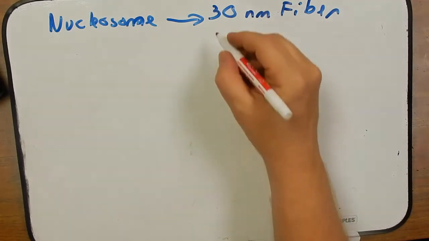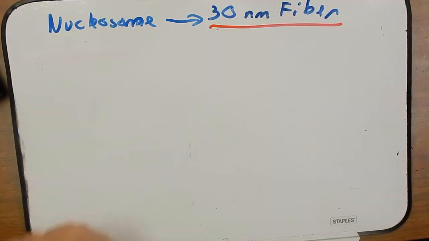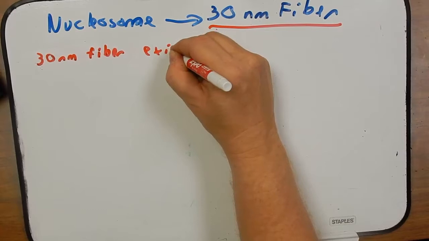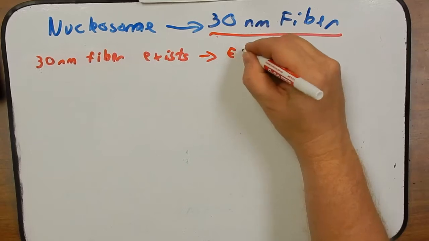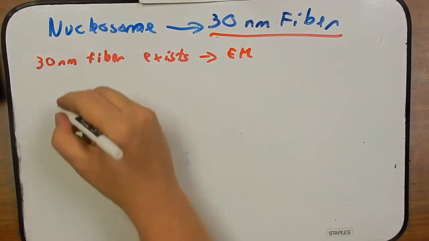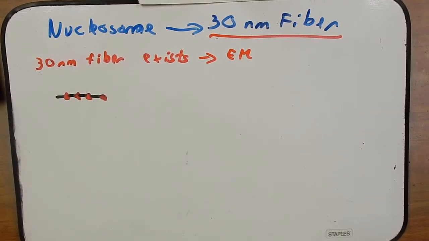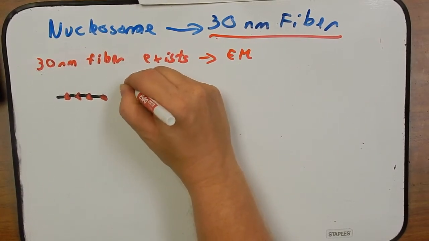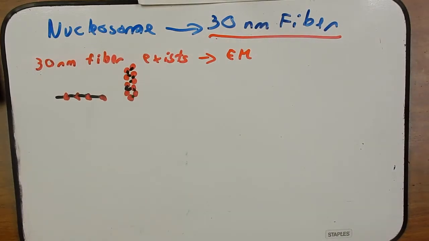Now, even though we don't know exactly how this 30 nanometer fiber forms, we know it exists. So let's begin with that. The 30 nanometer fiber exists. And we know it exists because of some rather beautiful electron micrograph work showing what appears to be beads on a string from the nucleosome, and these EMs show the nucleosomes kind of stacking in some way on each other, so kind of the folding of these nucleosomes in some organized manner. So they exist, but what forms them?